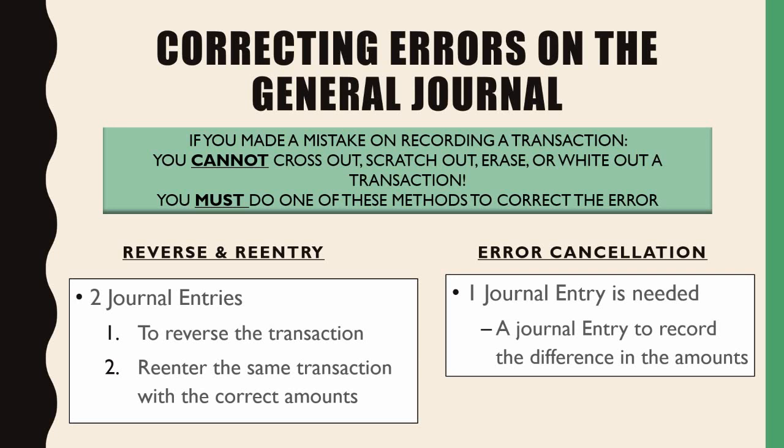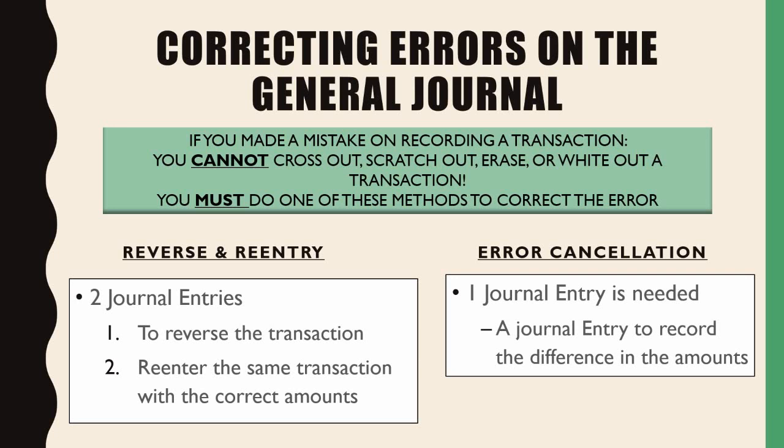We find the error in our journal. We reverse the transaction, making it zero again, as if you're refunding the transaction, and then you're going to rewrite it in there again with the correct amount.